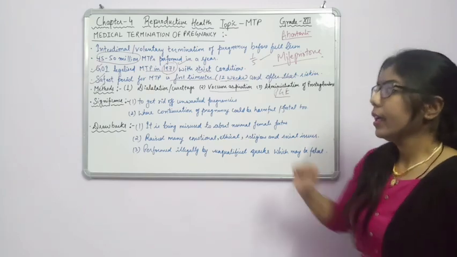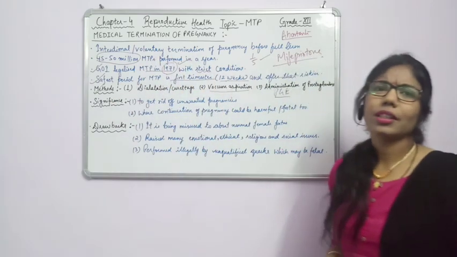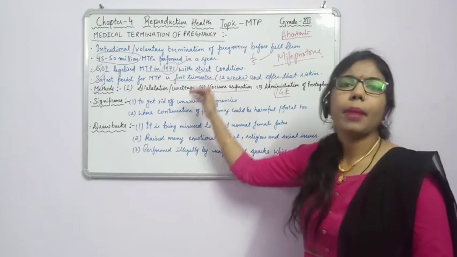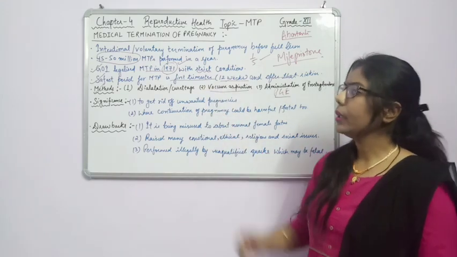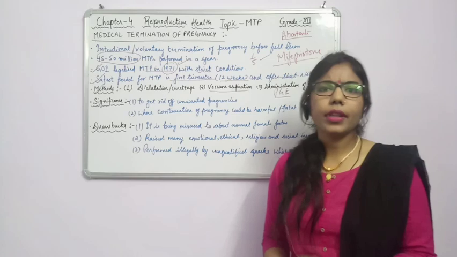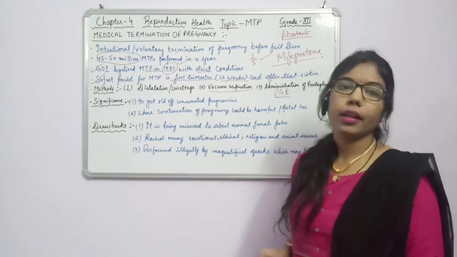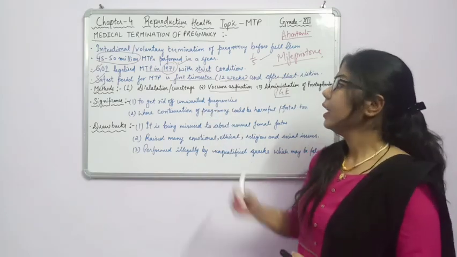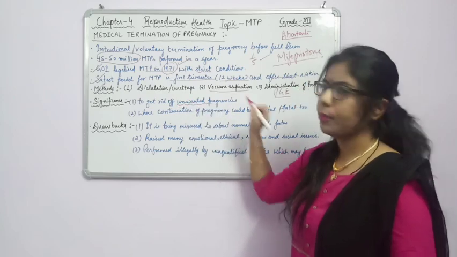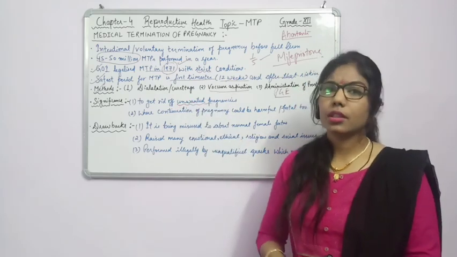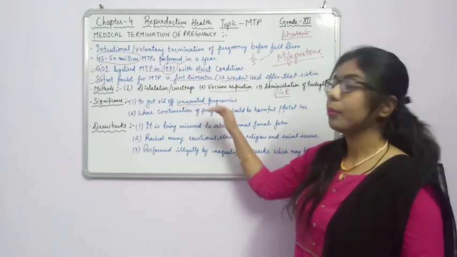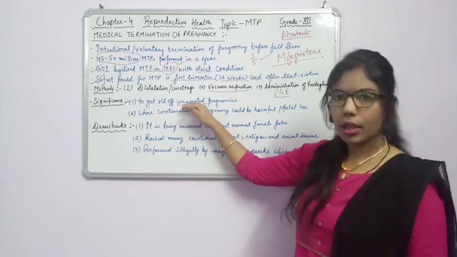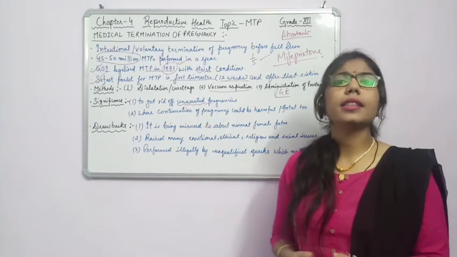Okay. Now we have covered MTP. What is the use of MTP? What are the different methods to go for MTP? So here, what is the significance? What is the importance of this MTP? We do it to get rid of unwanted pregnancy, a pregnancy which is not required or which should not be continued. This pregnancy is known as unwanted pregnancy, and the reason can be what?